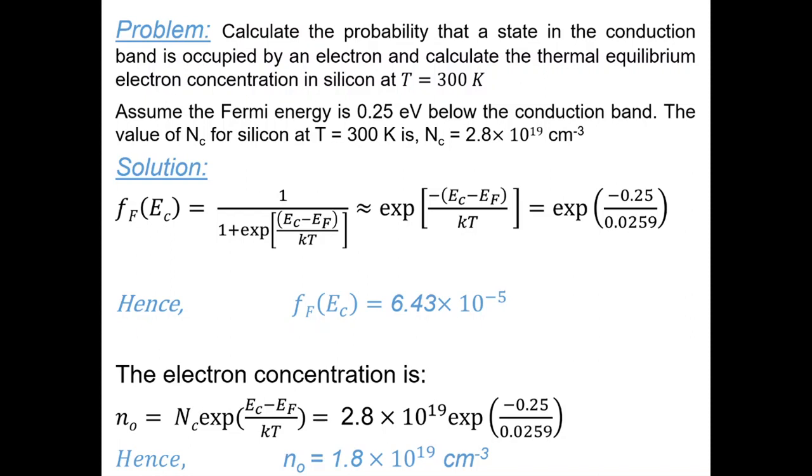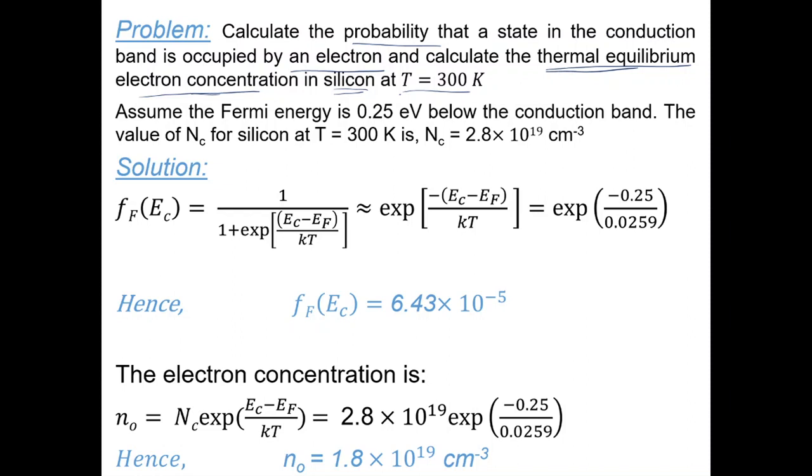So the problem is that you have to calculate the probability that a state in the conduction band is occupied by an electron, and you have to calculate the thermal equilibrium electron concentration in silicon at 300 Kelvin. So you see you have got silicon. This will help you in defining, let's say, the effective density of state. You have to find the thermal equilibrium electron concentration, the method we just followed in the previous slide, and before that you have to calculate the probability that a state in the conduction band is occupied.